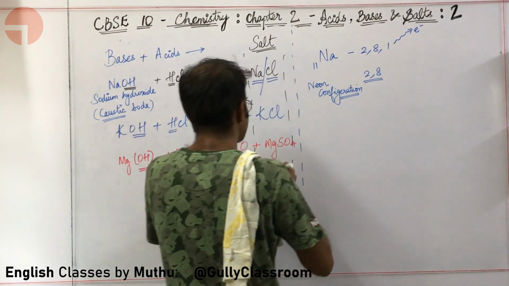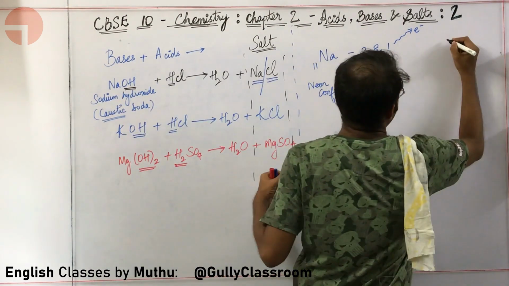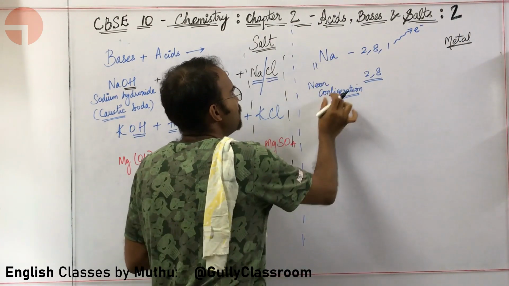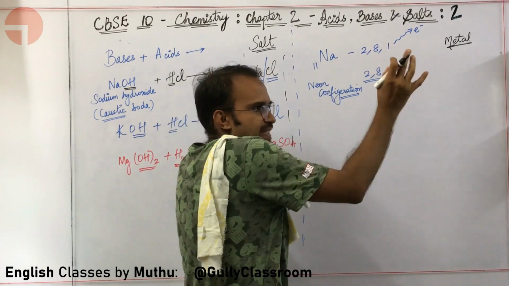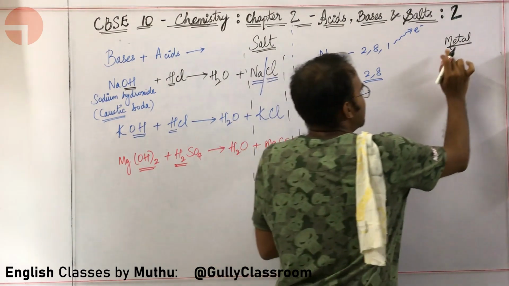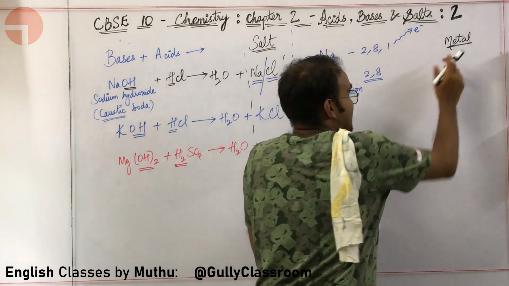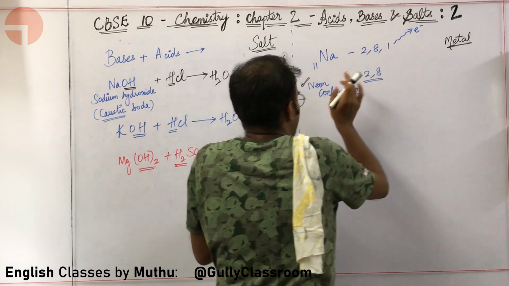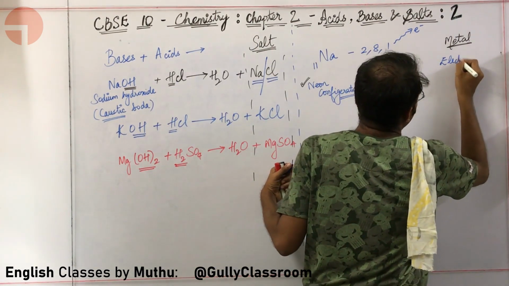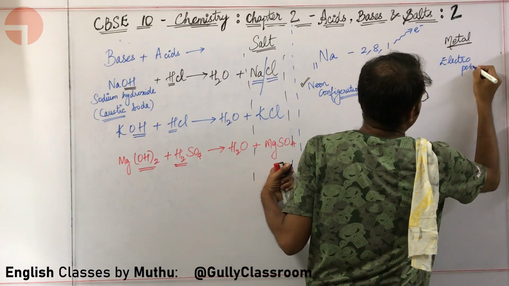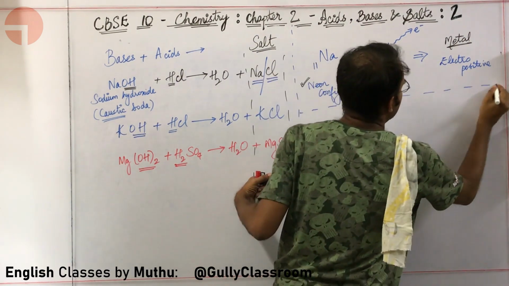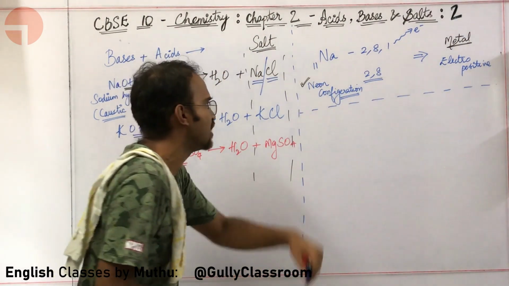Since sodium is losing an electron, it is called a metal. The basic definition of a metal is, if an atom loses electrons in order to attain noble gas configuration, it is a metal. And because metals are losing electrons to attain noble gas configuration, metals are also called electropositive.